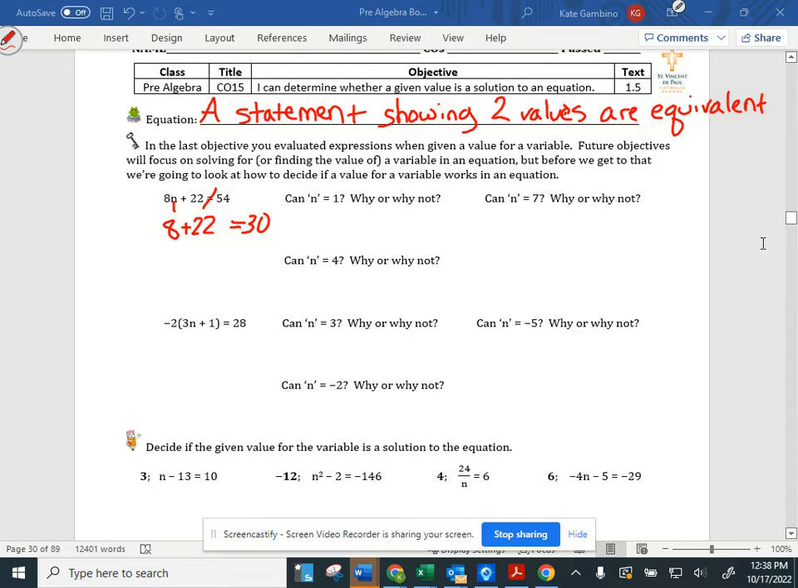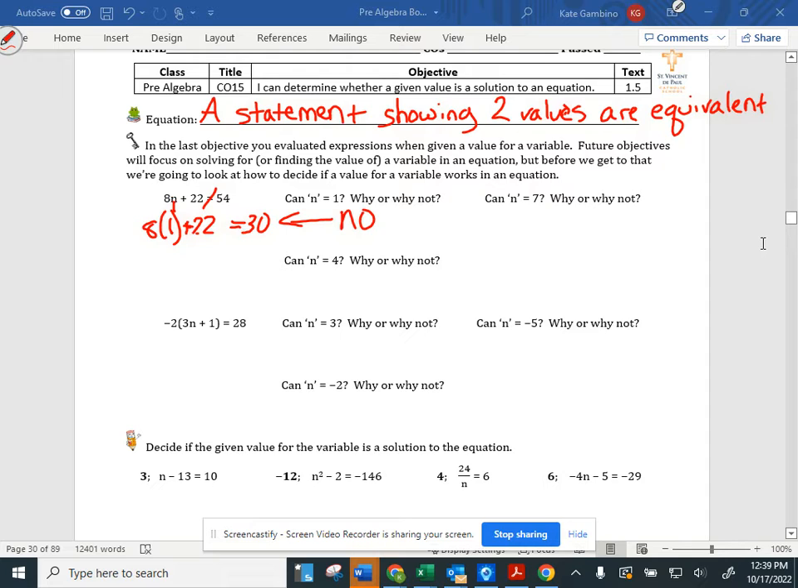Why or why not? I'm showing it right there. What I would actually do is I'd put that 1 in. 8 times 1 plus 22 equals 30, not 54. So my answer is no.